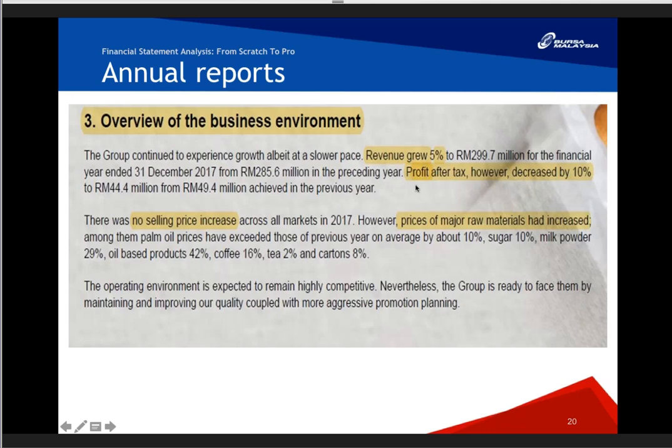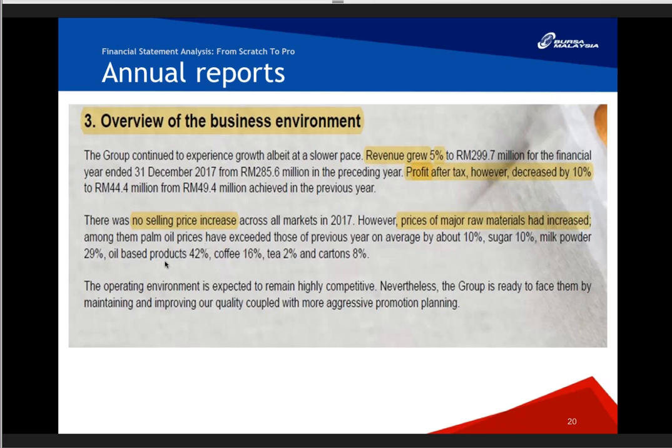So what does that mean? That means your cost has increased. Either your selling price has reduced or your cost has increased. Over here, it says that there was no selling price increase, so the price still maintains the same, but the prices of major raw materials have increased. Then you look at the fine lines here. Among them, palm oil prices have exceeded those of previous years on average by about 10%. Sugar increased by 10%, milk powder increased by 29%, oil-based products increased by 42%, coffee 16%, tea 2%.